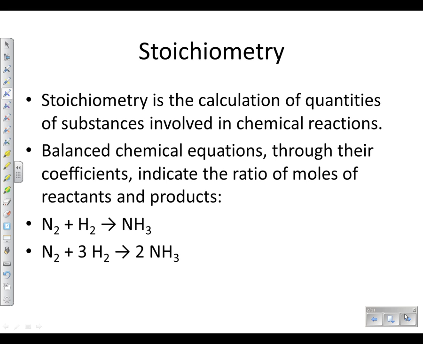Not 1,000. 6,000. Nope. 9,000. 3,000. Because what's the ratio between this and this? 1 to 3. If I have 1,000,000 nitrogen molecules, how many of these am I going to need? 3 million. Okay? Sam, go ahead.